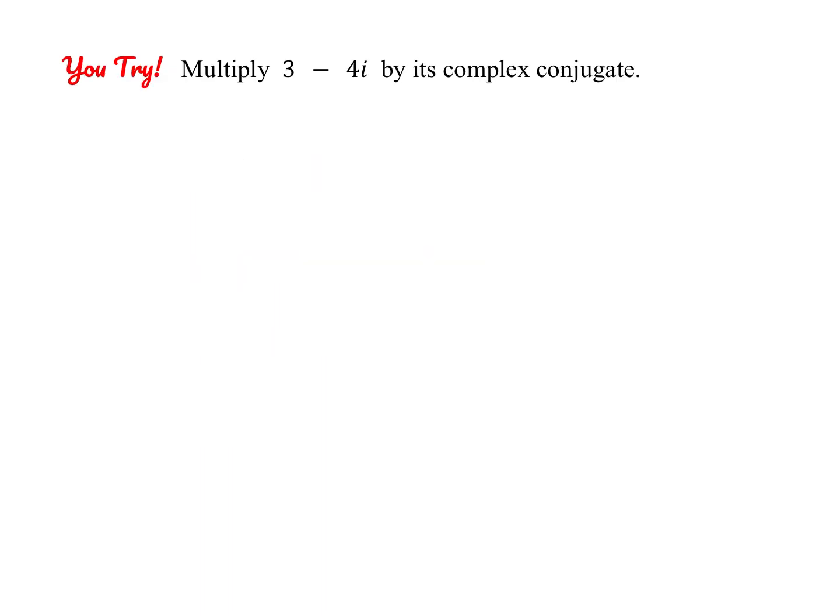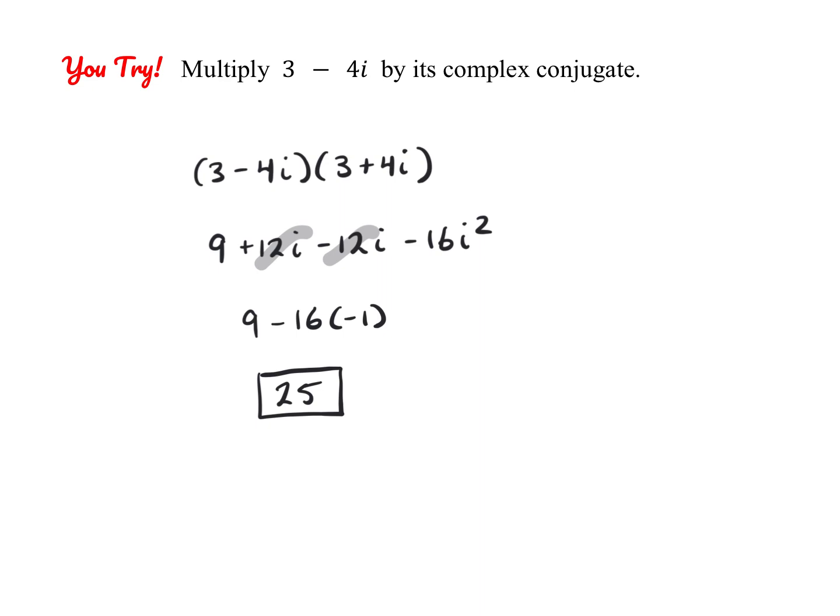All right, so now go ahead and pause the video and try this one on your own. All right, go ahead and check your work here. So here, this one, we have 3 minus 4i, so its complex conjugate is 3 plus 4i. You see when you multiply them together, all of your imaginary units are cleared and we're left with just 25.